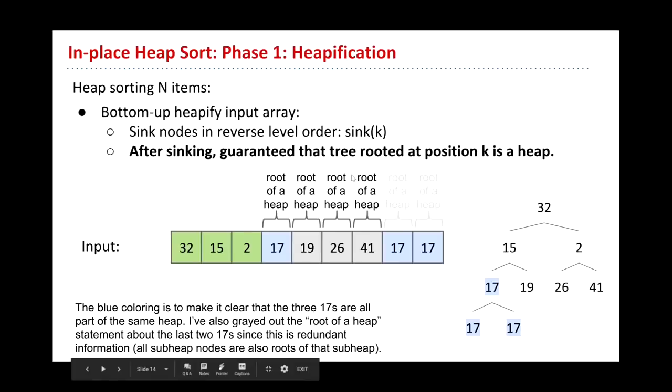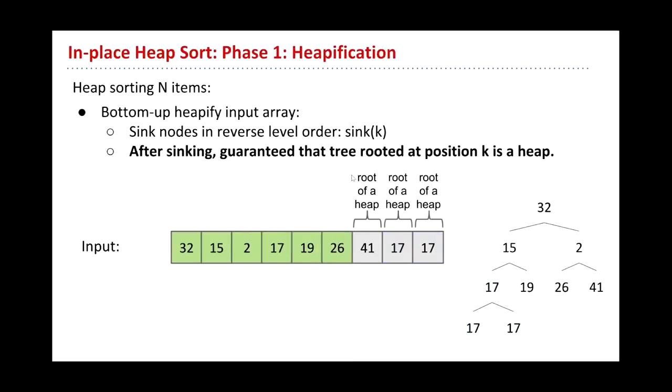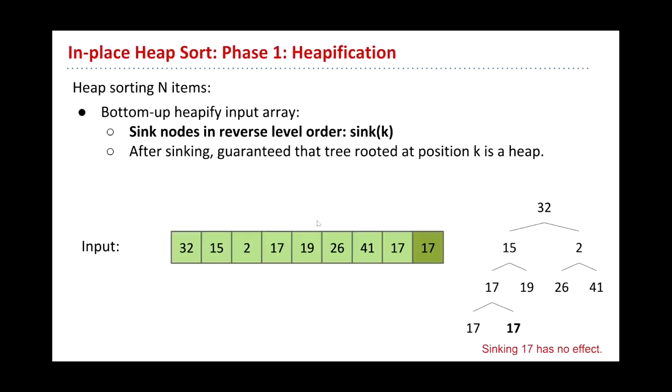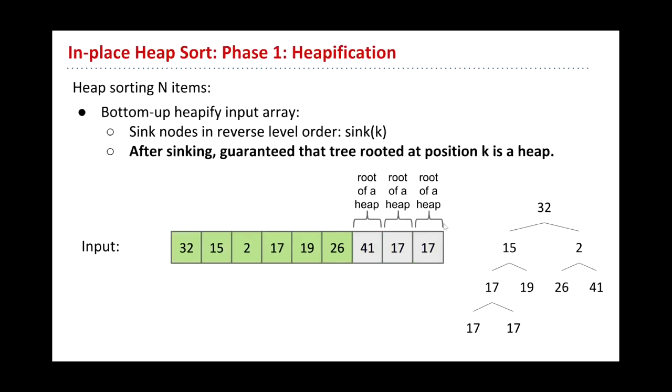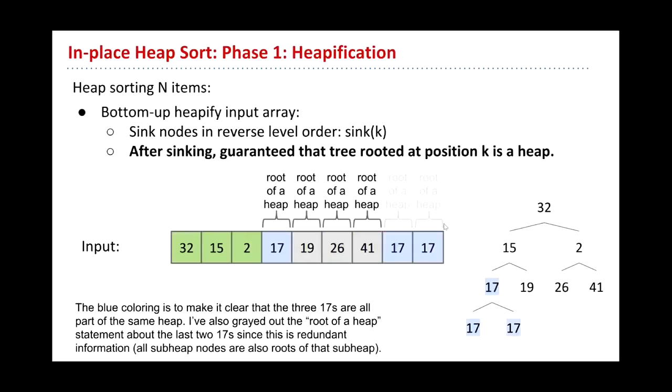So at this point, you can think of the bottom so many elements as guaranteed to be a heap. Now, quick note, I didn't actually change anything. Let's go back to where we started. You still have the elements 17, 19, 26, 41, 17, 17. So in fact, all we've done is nothing. We've just annotated. All right. Finally, let's do something. Okay, 2. When we sink 2, what happens?